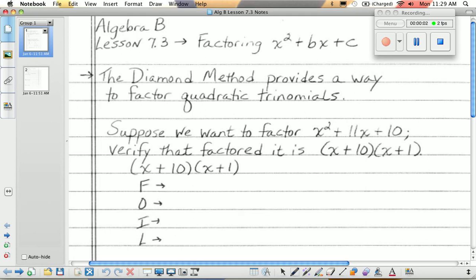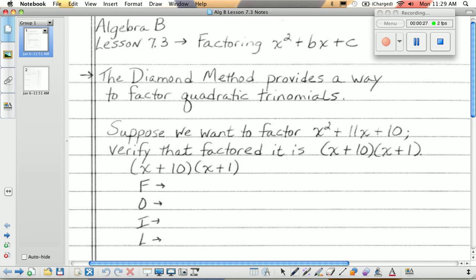Okay, so we're moving on to lesson 7.3, factoring x squared plus bx plus c. In other words, it is a trinomial. It has 3 terms. It is quadratic because it is a degree 2. And the b that is in front of the x just is representing the number of x's there would be. And the c represents the constant in the trinomial.